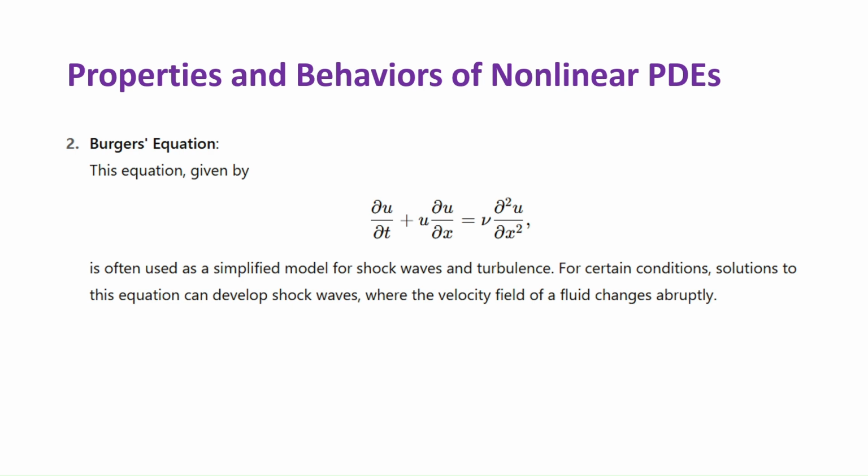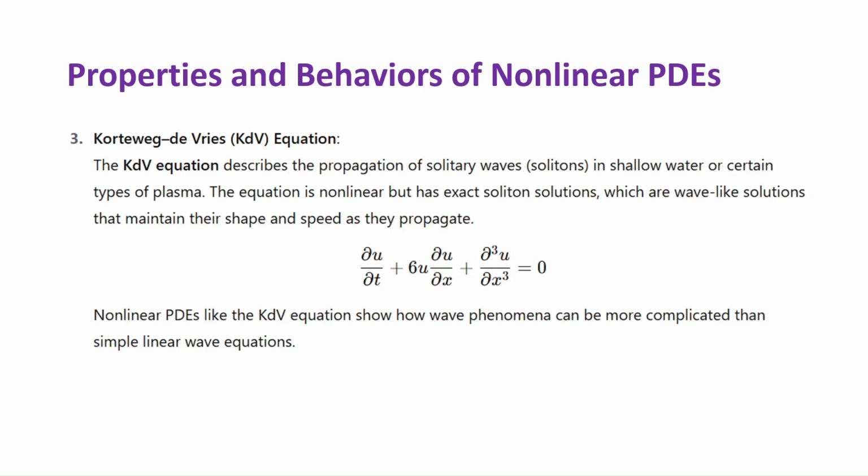Burgers' equation is often used as a simplified model for shock waves and turbulence. For certain conditions, solutions to this equation can develop shock waves where the velocity field of the fluid changes abruptly.